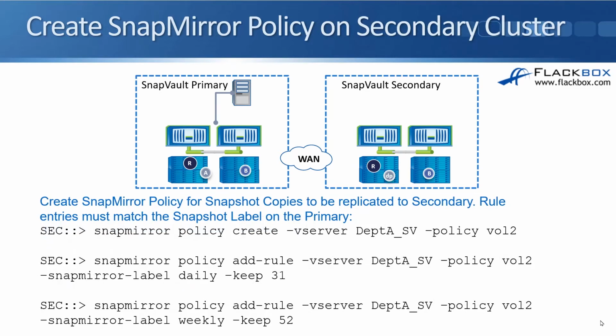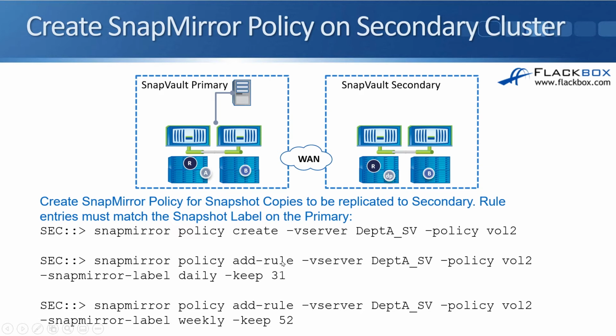So now I'm ready to configure my SnapVault system, the destination side. And here you can use one of the system policies, but if none of those system policies has an actual schedule of what snapshots that you want to keep, then you'll need to create a custom policy as I'm doing here. So on the secondary, the destination side, I've said SnapMirror policy create. This is for vServer department A_SV on the destination cluster, and I've named my policy vol2. Then I say SnapMirror policy add rules.